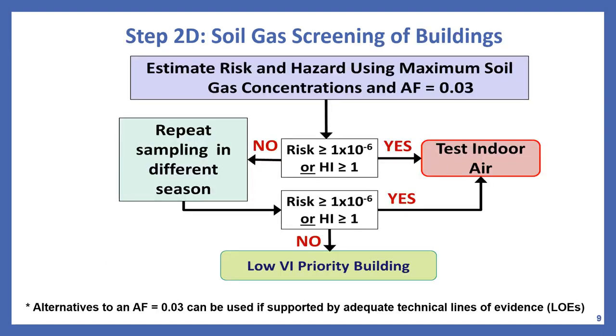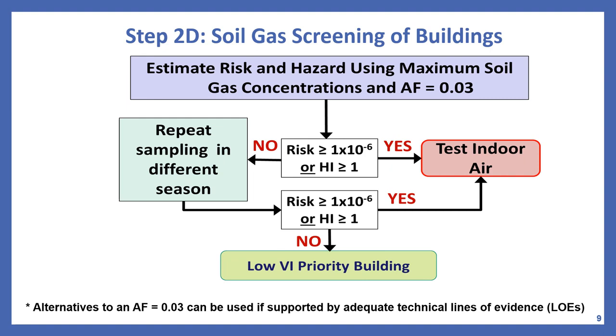This slide shows a flowchart of the process for screening buildings using soil gas data. The process starts with the collection of soil gas data and the evaluation of those data to estimate the risk and hazard using the maximum soil gas concentration and an attenuation factor of 0.03. If the estimated risk exceeds the point of departure of 1 × 10^-6, or the estimated hazard index exceeds the point of departure of 1, proceed to an indoor air investigation at current buildings.